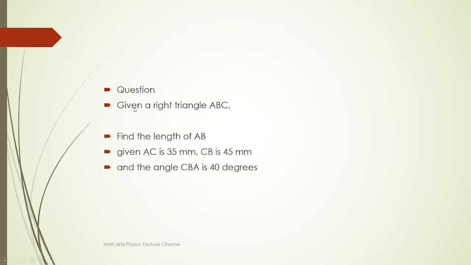Alright, so here I have a question written in words. So it says, given a triangle ABC, find the length of AB, given that AC is 35 millimeters and BC is 45 millimeters, and the angle CBA is 40 degrees. Now, a little tilde sign is supposed to be above B here to denote the angle. In the next slide, you will see that I included it.